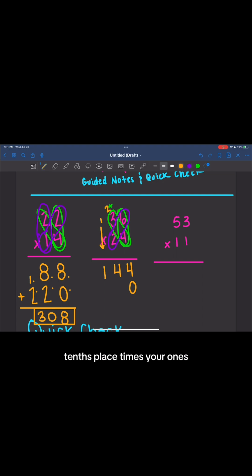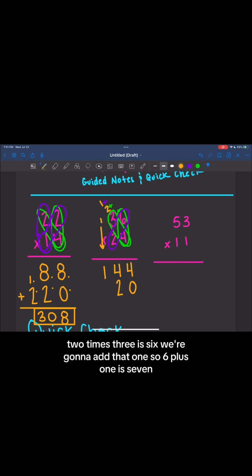Tens place times your ones: 2 times 6 is 12. Carry that 1 again. And now we're going to do our tens place times our tens place. 2 times 3 is 6. We're going to add that 1. So 6 plus 1 is 7.